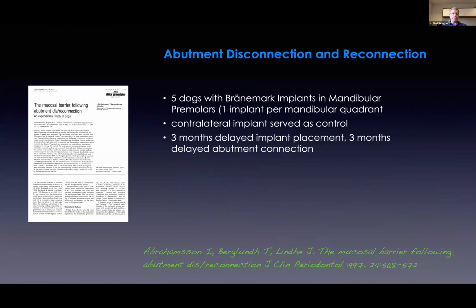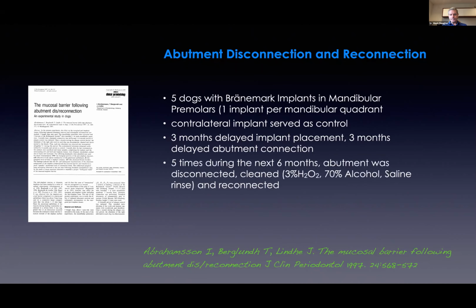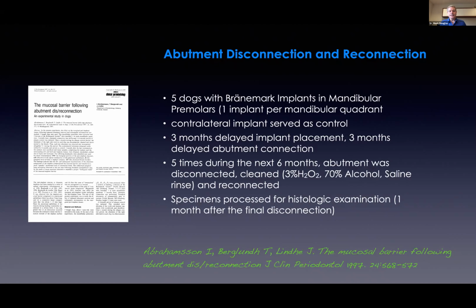They removed the tooth. They waited 3 months for delayed implant placement. Then they waited another 3 months for uncovering and abutment connection. And then what they did was, 5 times after putting the temporary on, once a month for the next 6 months, they would remove it, disinfect it, clean it, and then replace it. And then they measured. And then they processed the specimens for histologic examination, but they only did that 1 month after the final disconnection.